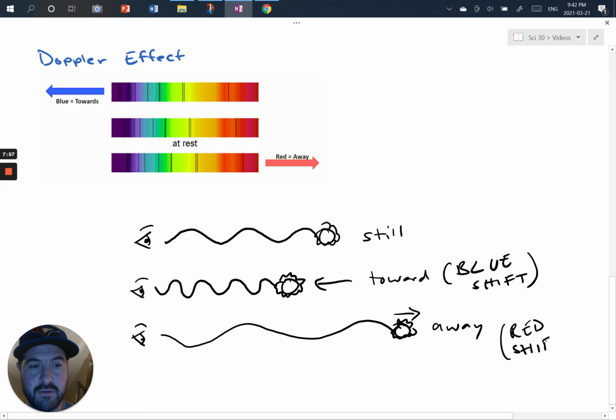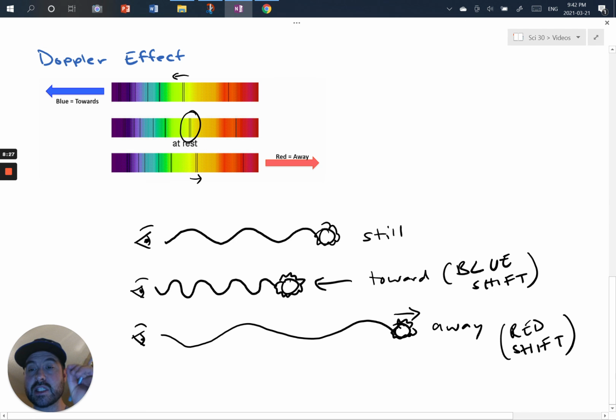Now, if we look up at the diagram here, we can see, right? If you look at these two bars, this would be the expected spectrum that we would get when we're looking at an object. And if the object is moving away from us, it's going to be shifted a little bit to the red side of the spectrum. If it's moving towards us, it's going to be shifted a little bit towards the blue side of the spectrum.